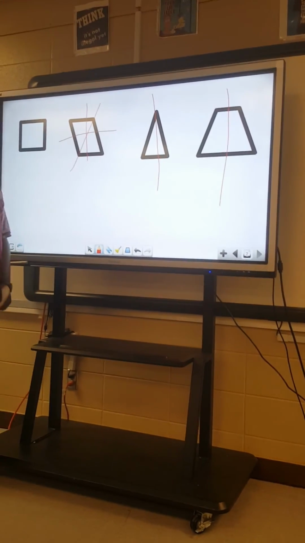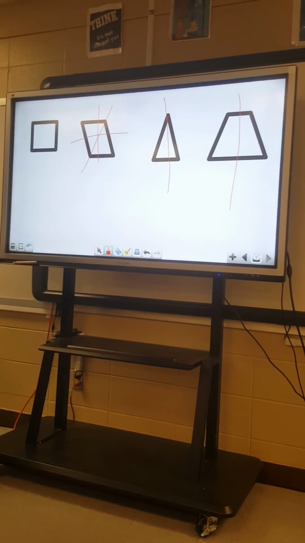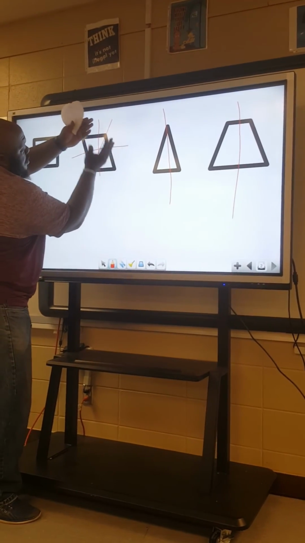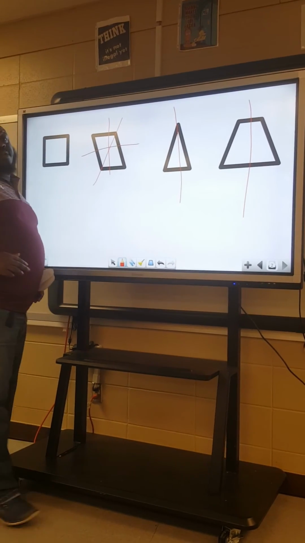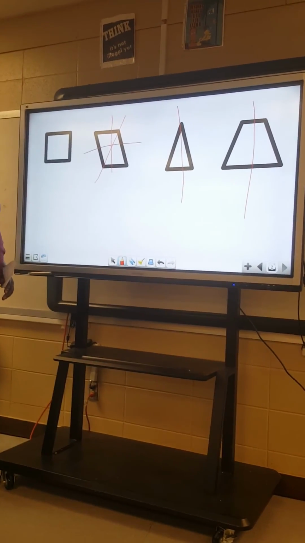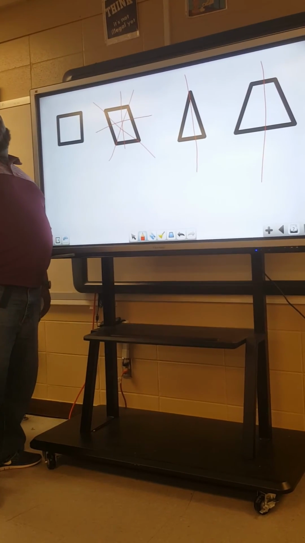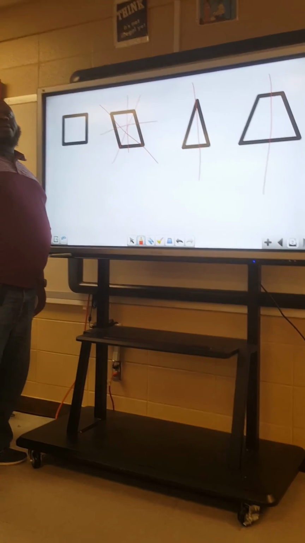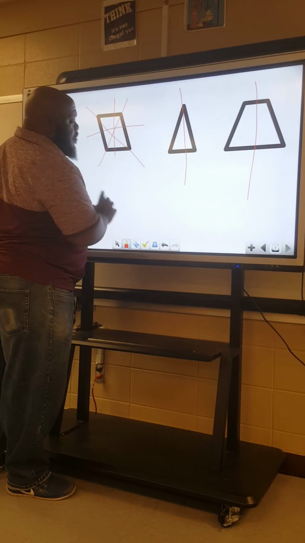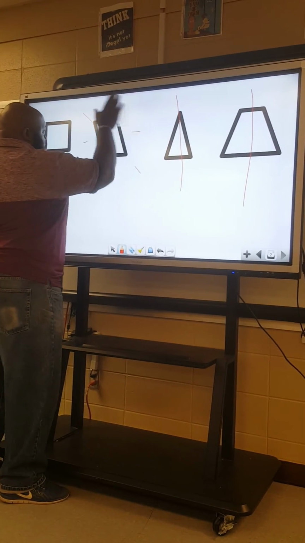Oh, it's kind of like that flag. So here, look, I folded it. Would it be the same? No. What about this diagonal? It's the same thing. They don't have one. So does this one have any?